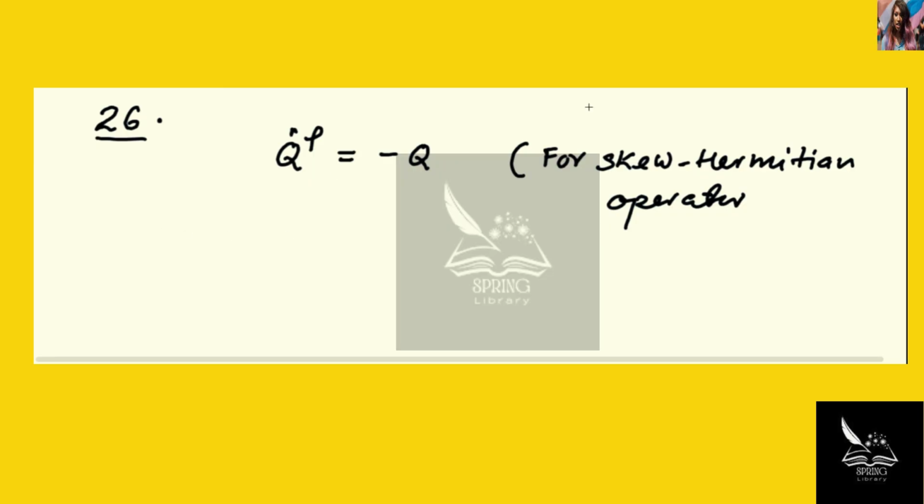Now, in the first part, that is part A, we have to show that the expectation value of an anti-Hermitian operator is imaginary. We have to find the expectation value of Q, and it is defined as, let's assume some vector psi, psi Q psi.